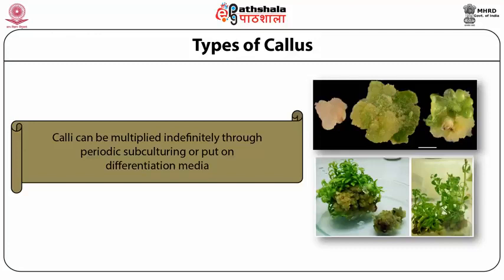And let me tell you, the same callus, depending on the media, can either give rise to shoot buds or somatic embryos. And these structures, again, there are two stages. One is the differentiation media, and the other one where you can take them to maturity or in the elongated form. So you keep on changing the media to get a particular response.